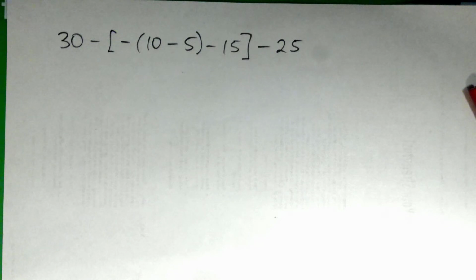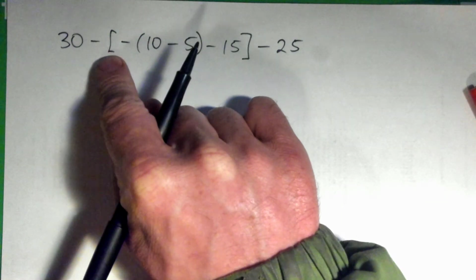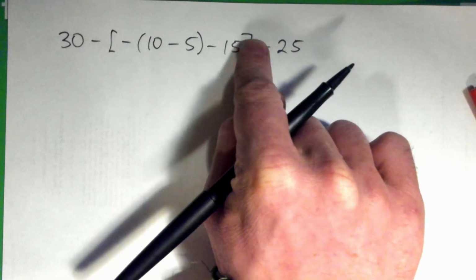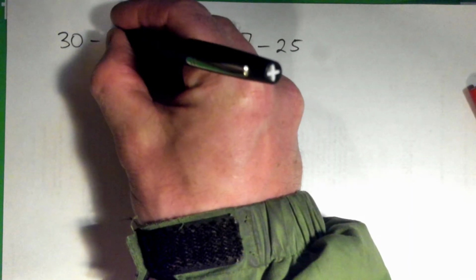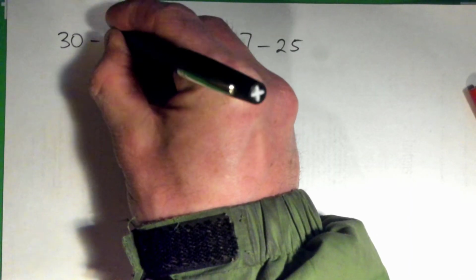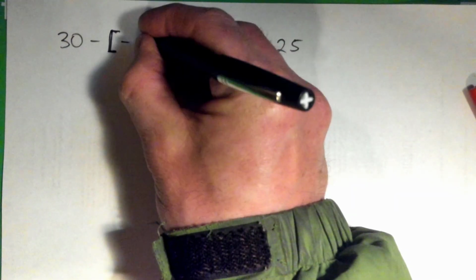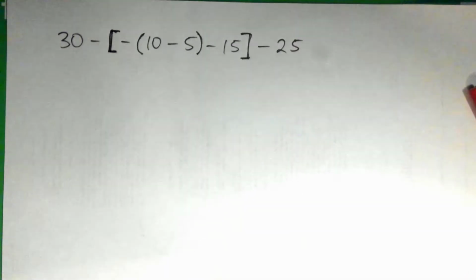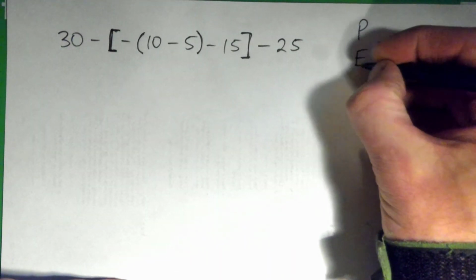So we've got 30 minus, and then in this square bracket here, minus 10 minus 5 inside the parentheses, minus 15, square bracket, minus 25. First thing to understand is a square bracket means the exact same thing as the parentheses here. They're the same, so treat them the same way. They're just a different type of parentheses, and we've got to follow the order of operations.